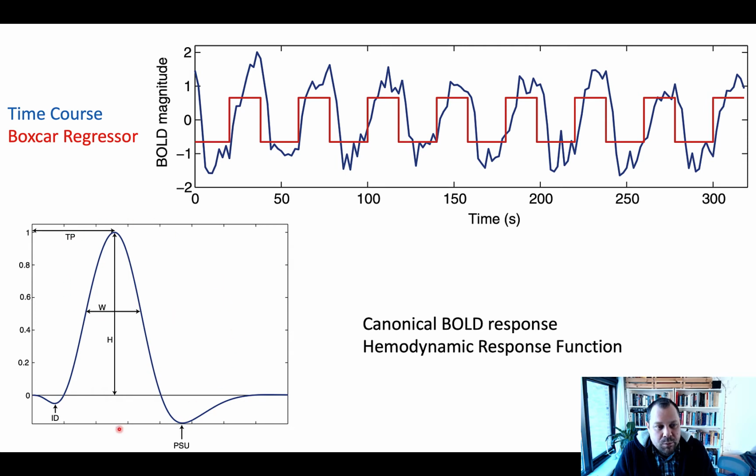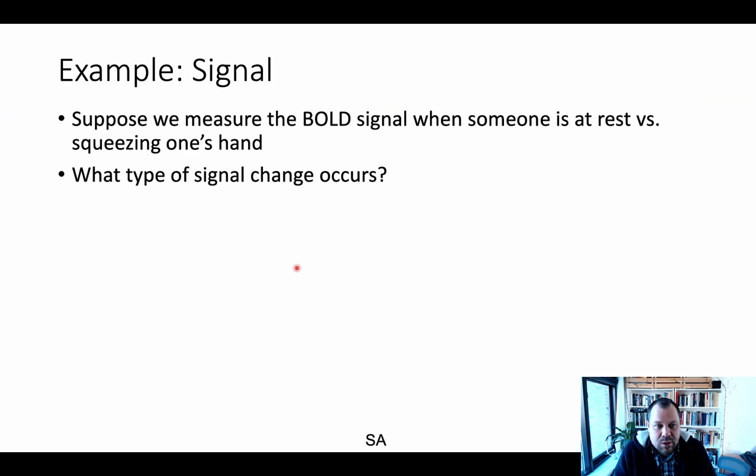We know a little bit more about this. We know what the canonical BOLD response looks like, or the hemodynamic response function here. We know that it takes a little bit of time to rise, about 5 seconds to threshold, and then it takes a little bit more time, maybe another 5 seconds, to go back to baseline after a dip that occurs here. And we can use this also and combine this with our signal.